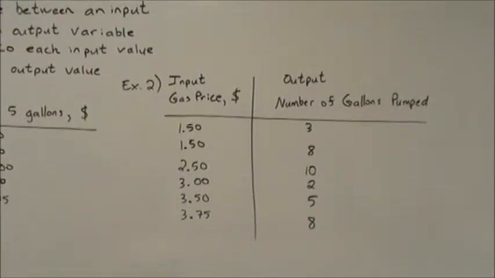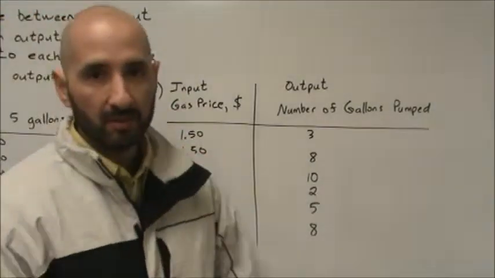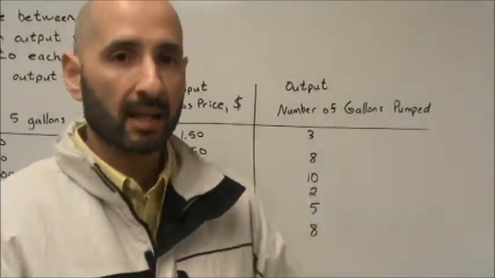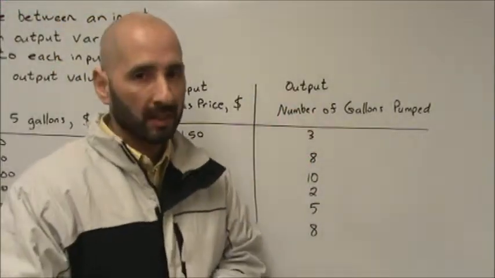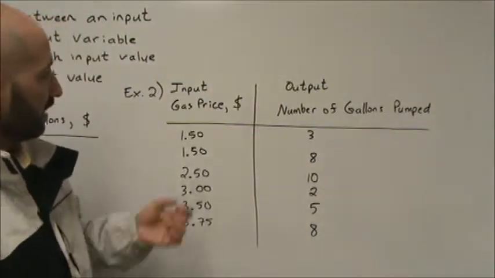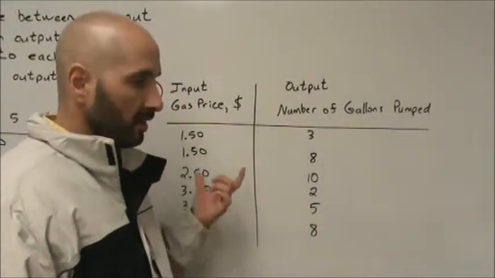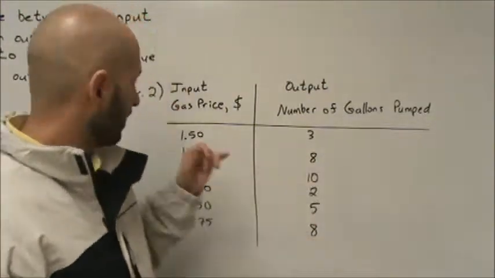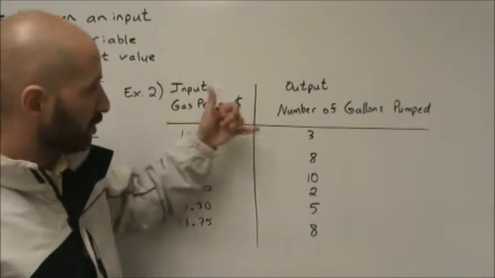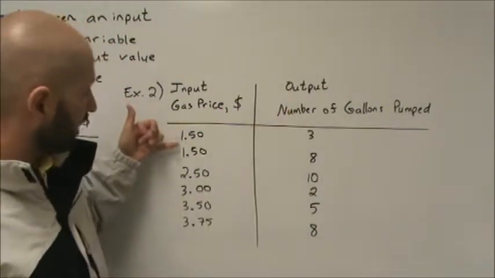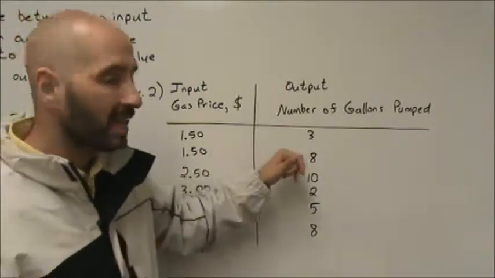Same scenario, where we have the input variable being the gas price and the output variable being the number of gallons pumped. So let's take a look at this. Does each of these values have only one output? Well, here's a gas price. Let's say one person when it's $1.50 pumps 3 gallons, and then at that same time a person, where the price is $1.50, pumps 8 gallons.